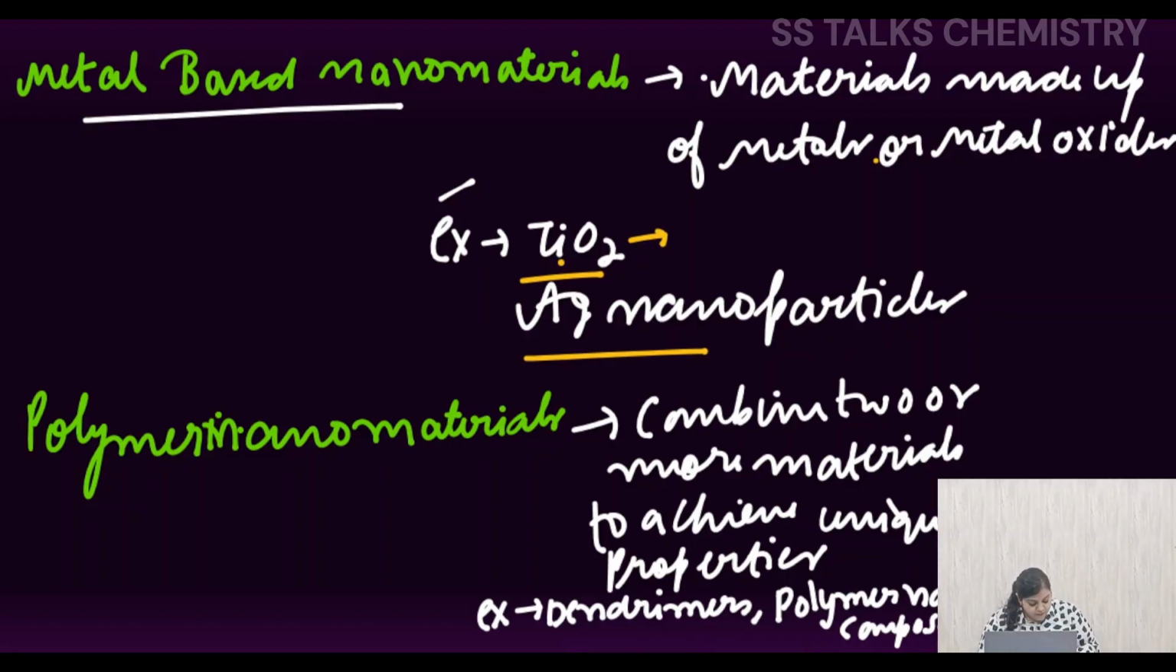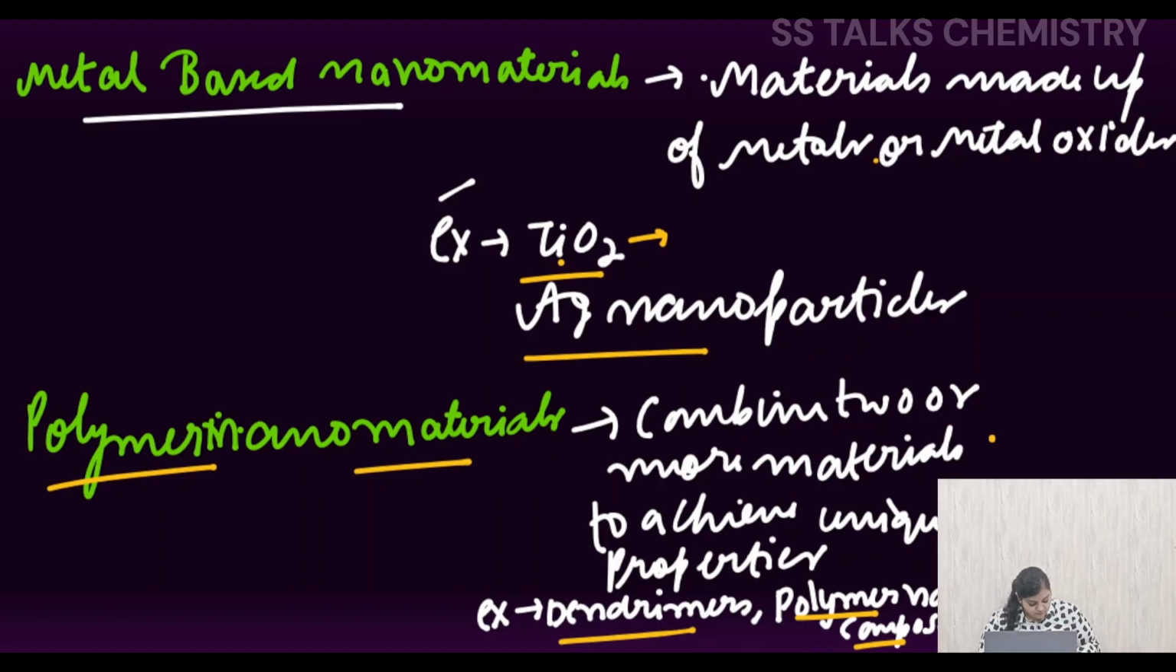Alright. Next we have the polymeric nanomaterials. Basically polymers are used to make the nanomaterials, formed by combining two or more materials to achieve unique properties. The unique properties are, for example, that the electrical properties are different as compared to the bulk material. When two or more of these species combine and a polymeric chain is formed, it falls in the nanomaterials range and possesses unique properties. Examples are dendrimers and polymer nanocomposites. So these are my polymeric nanomaterials.